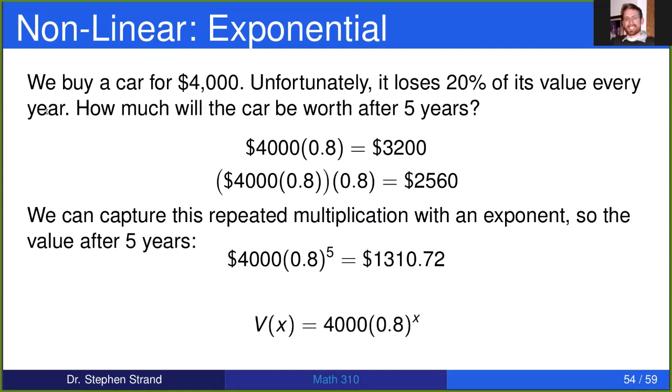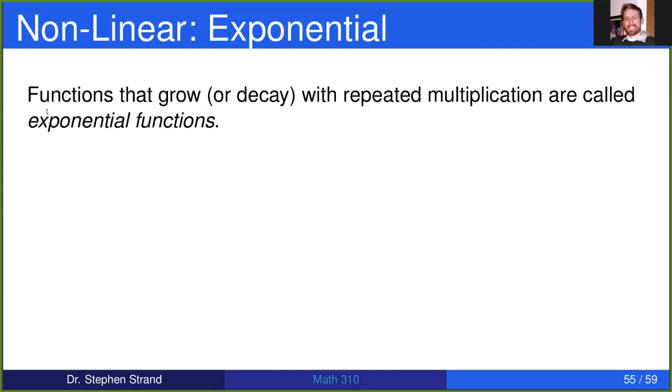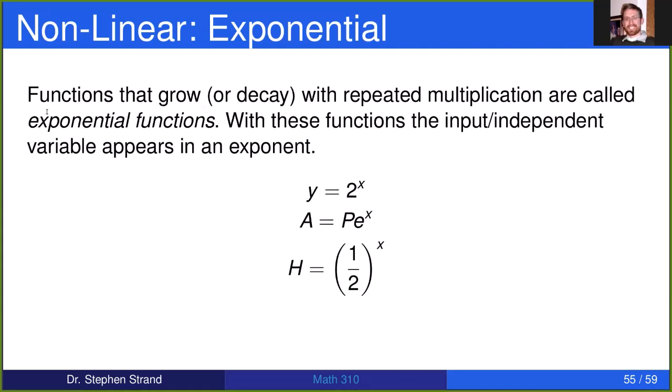And in general, we could represent this relationship between the number of years since we bought the car and the value of the car, V for value, right, as an exponential equation. This is definitely not linear because we're multiplying by 0.8 each year. So functions that grow or decay with repeated multiplication are called exponential functions. And with these functions, one of the key features is that you're going to see the input variable in an exponent somewhere. So here are some simple examples that look like exponential functions. You can see that x is up in an exponent.